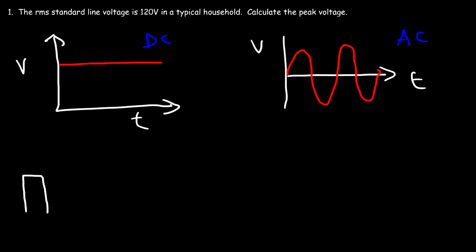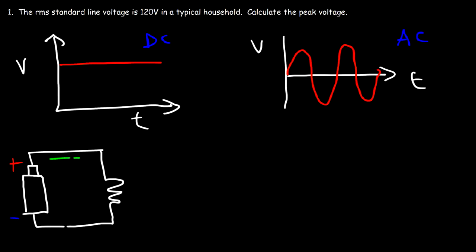Now, a DC current is available if you use a device like a battery. If you connect the battery across a resistor or even a light bulb, current flows in one direction. The conventional current flows from the positive terminal of the battery towards the negative terminal of the battery.